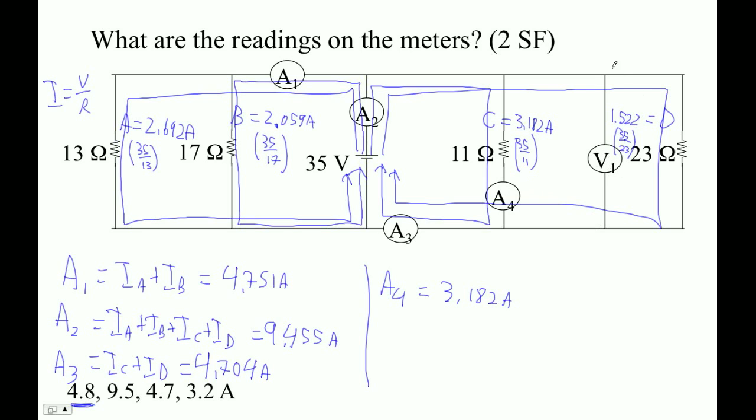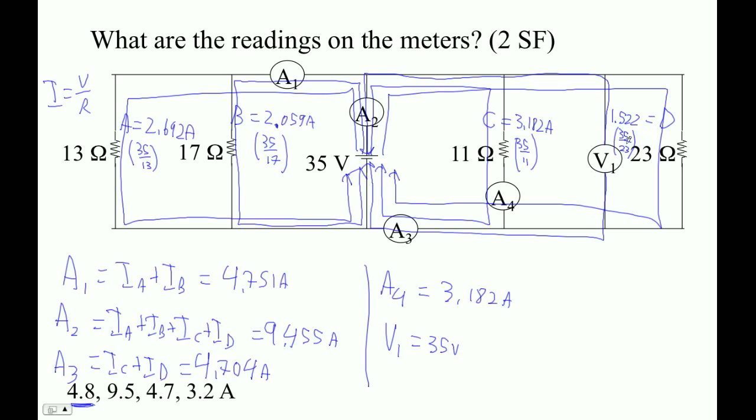Well, what's the voltage? Well, a lot of things we can do with this, right? The simplest thing is to just notice that this voltmeter is connected, and we can go from the voltmeter to this side of the battery without encountering any resistance, and we can go from the voltmeter to this side of the battery without encountering any resistance. The ammeters have zero resistance, so they're just like a wire. Okay, so V1 is simply going to read 35 volts.